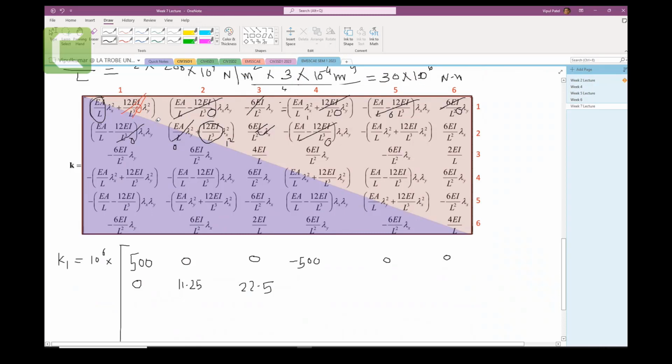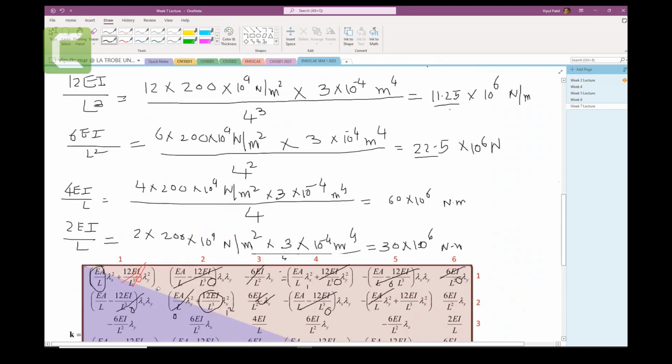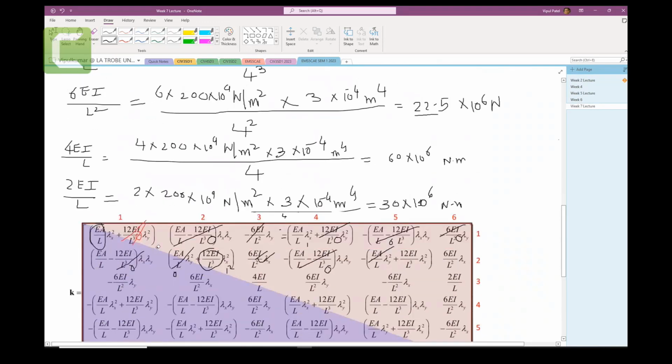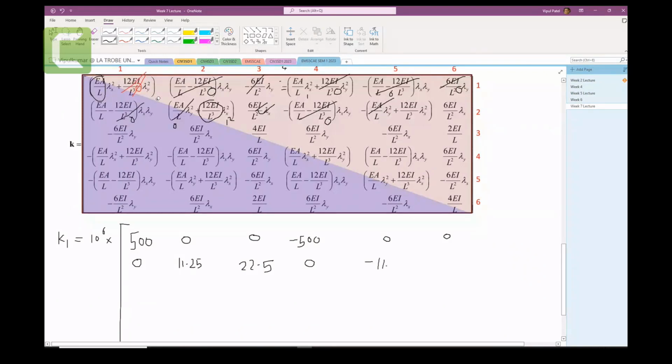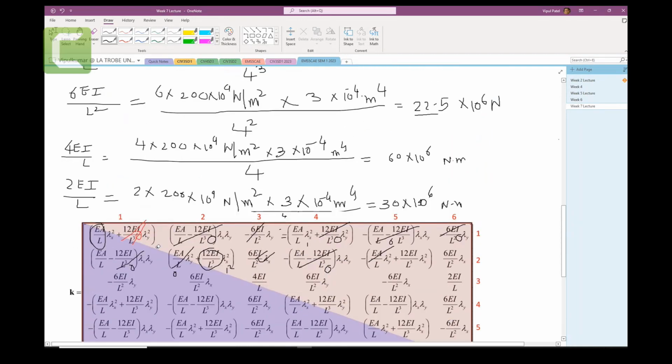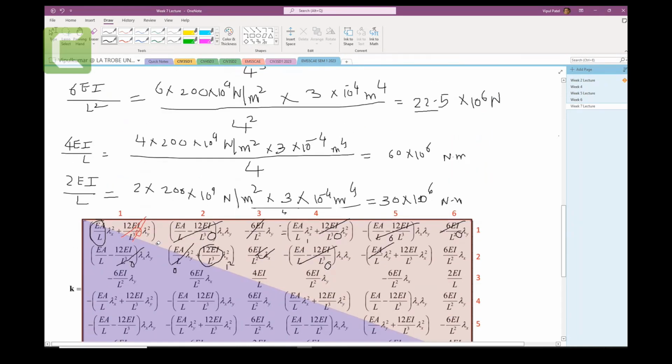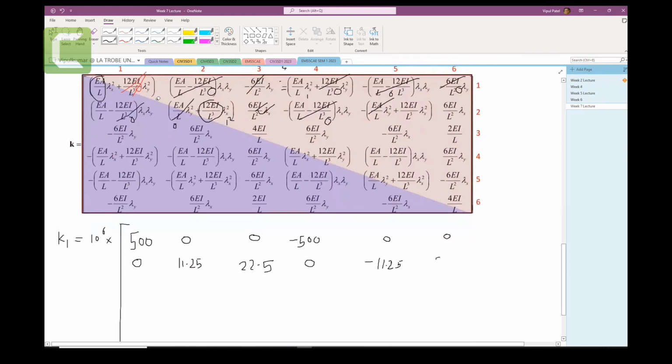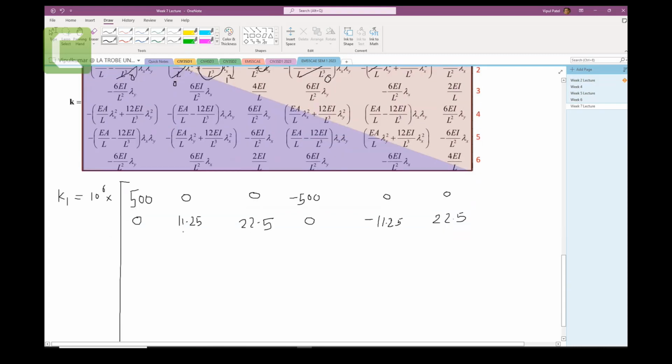So we have put this second one. This whole thing is 0. This one here, we have a negative sign, so we put negative 12 EI on L cubed, which is 11.25, and 10 raised to minus 6 we take common. This one, 6 EI on L square, is 22.5 and is positive. So I hope you know how to get this second row as well.